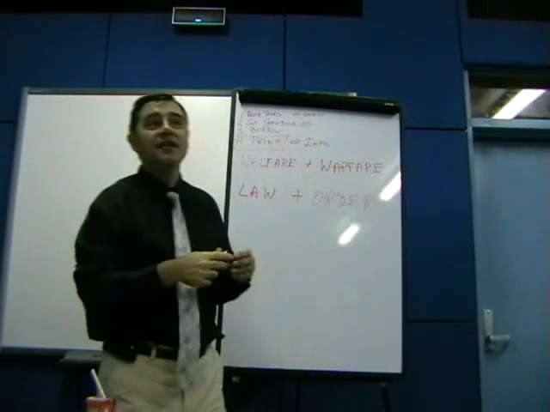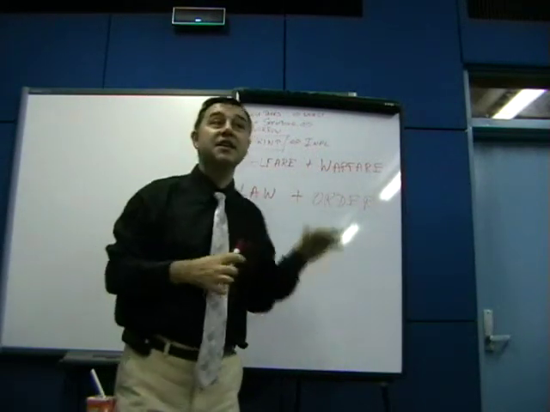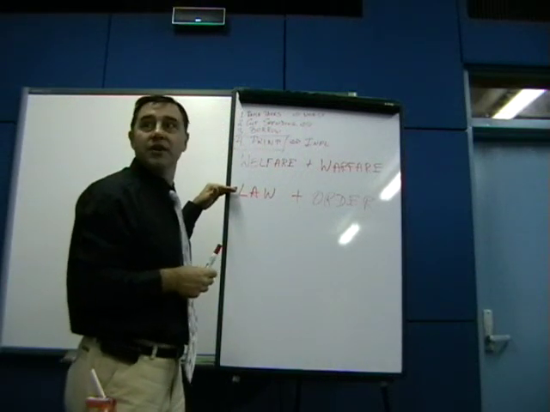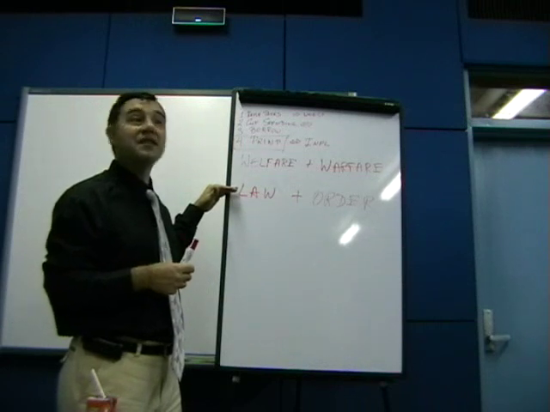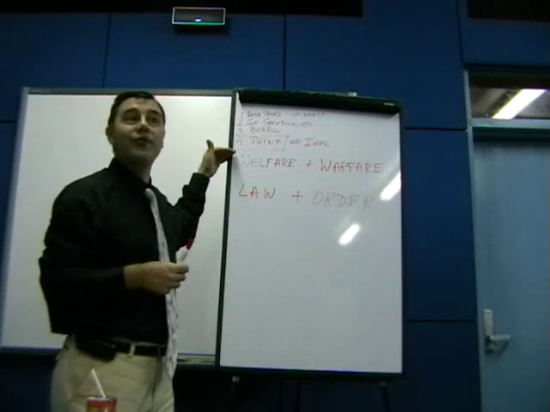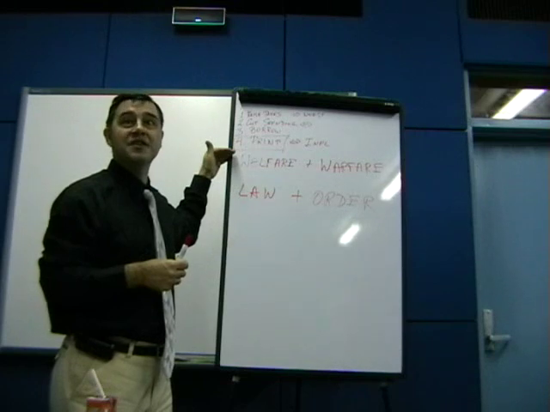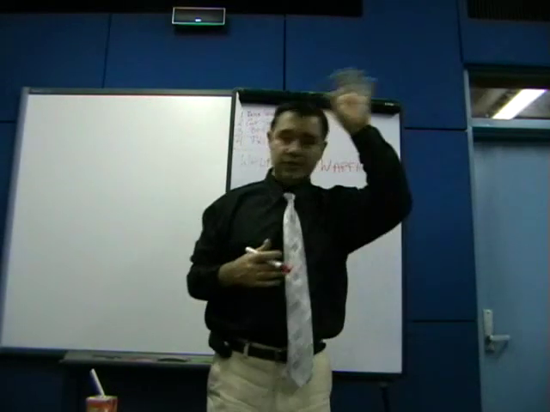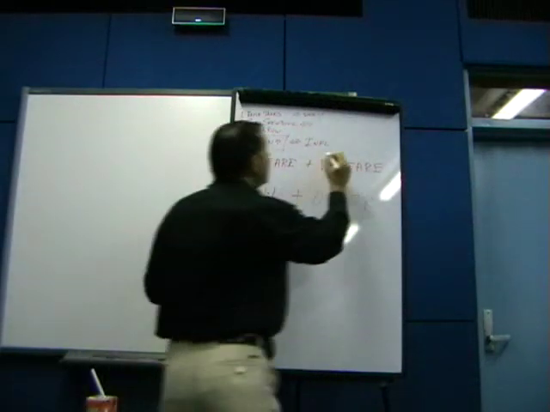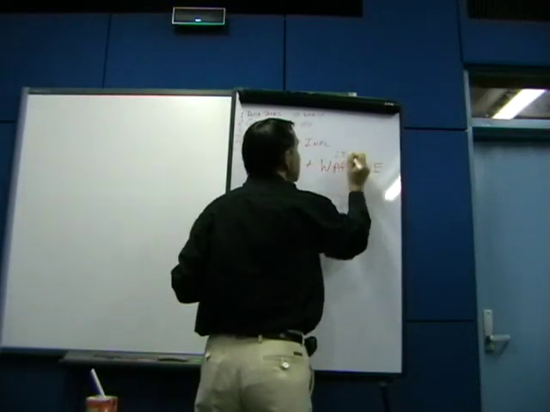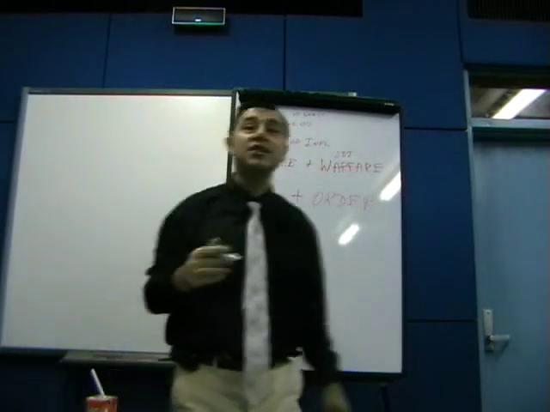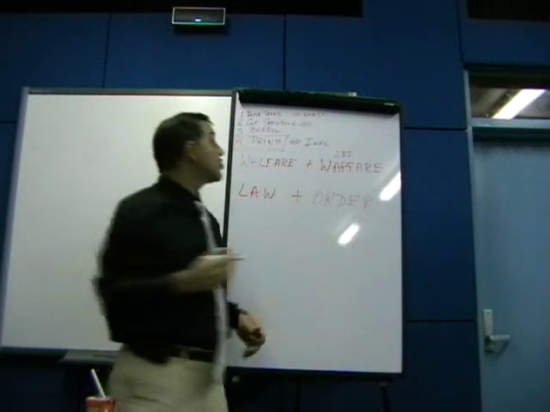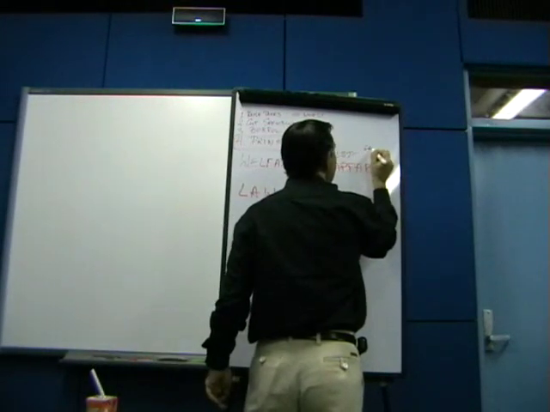So the U.S. as a state, as a country, has moved from a law and order country in the mid to late 19th century to a welfare, warfare state in the mid to late 20th century. The transition happens during LBJ. LBJ is Lyndon Johnson, president in the 60s, who wants to create the Great Society.